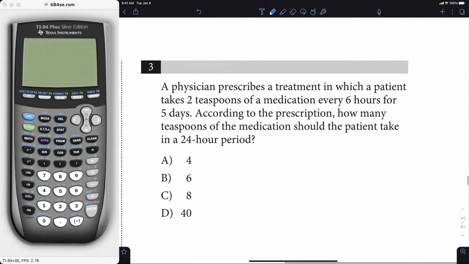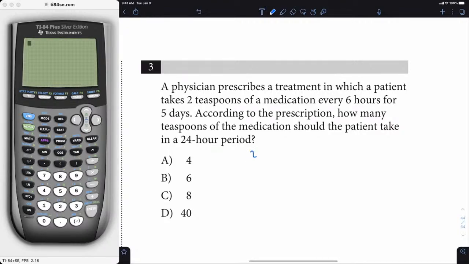A physician prescribes a treatment in which a patient takes 2 teaspoons of a medication every 6 hours for 5 days. According to the prescription, how many teaspoons of the medication should the patient take in a 24-hour period? Okay, so we're taking 2 teaspoons every 6 hours, right? For 5 days. How many in a 24-hour period? 2 teaspoons every 6 hours for 5 days. Okay, that's fine. So how many hours are in 1 day? It's 24, right? 24 hours in 1 day.